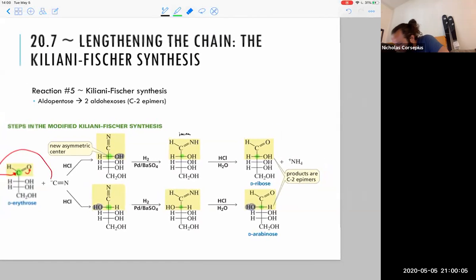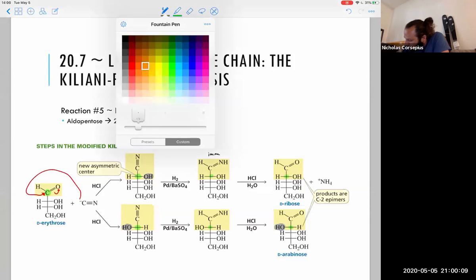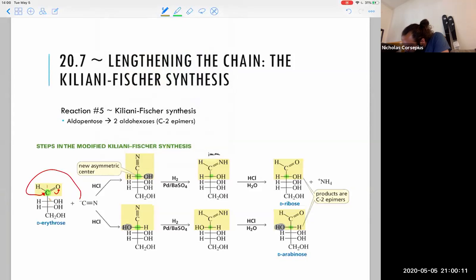And let's just take a note of what really just happened here. We had a 1, 2, 3, 4 carbon sugar, and at the end we now have a 1, 2, 3, 4, 5 carbon sugar. All right, so this Kiliani-Fischer synthesis is a way to grow your sugar by exactly 1 carbon. Again, the only catch is you get 2 different epimers out of it.